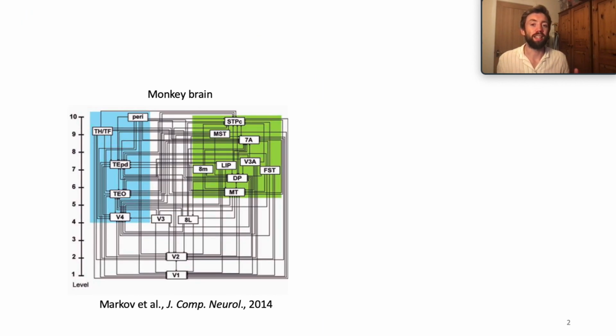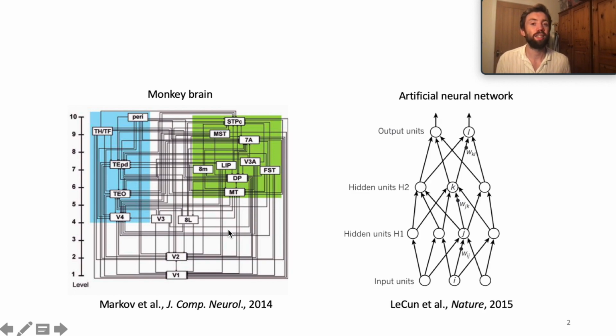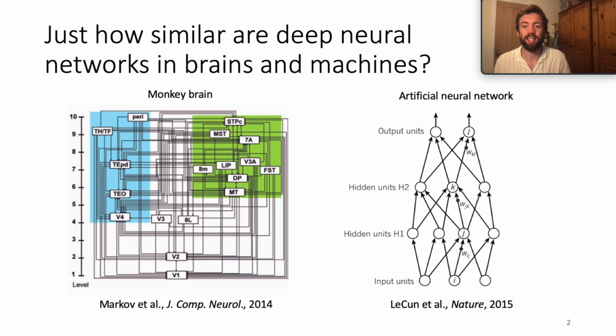This is the hierarchical connectivity structure of the monkey cortex. On the left you can see the hierarchical level, and here you can see lots of different brain regions with each line between the regions signifying a connection that exists in the brain. Here is an artificial neural network from the classic overview piece by Yann LeCun, Yoshua Bengio and Geoff Hinton. So our question today is just how similar are deep neural networks in brains and machines?